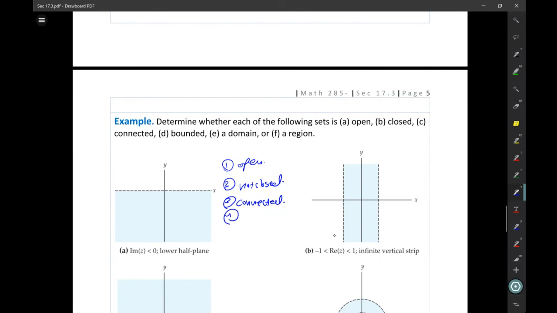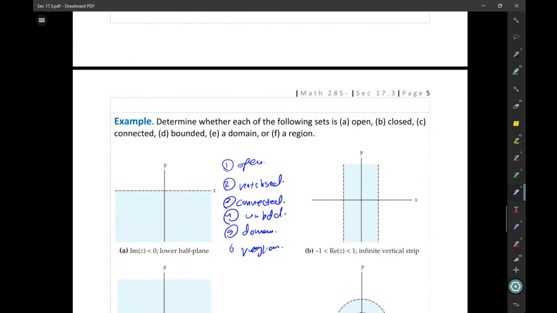Bounded here? No, it is unbounded. Is it a domain? Yes, it is a domain. Region? Yes, region, because it is open.